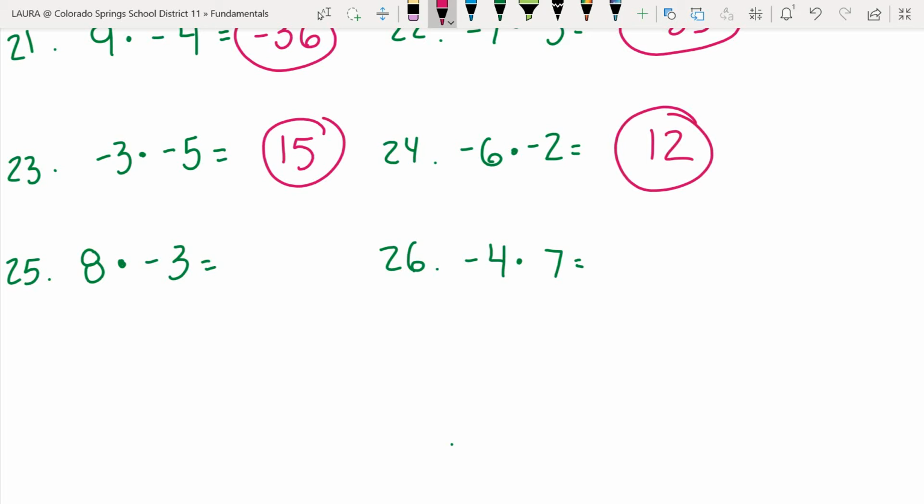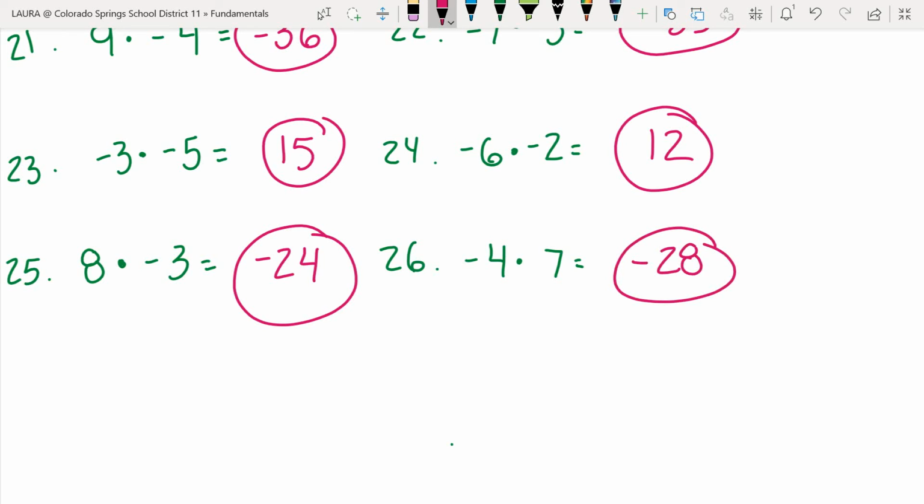Number 25, 8 times -3. So you do 8 times 3. That's 24. But this time you only have one negative, which makes your answer negative. So number 25, your answer is -24. And last one, -4 times 7. So you just multiply 4 and 7. That's 28. And again, you only have one negative number, so that makes your answer negative. So you should get -28.